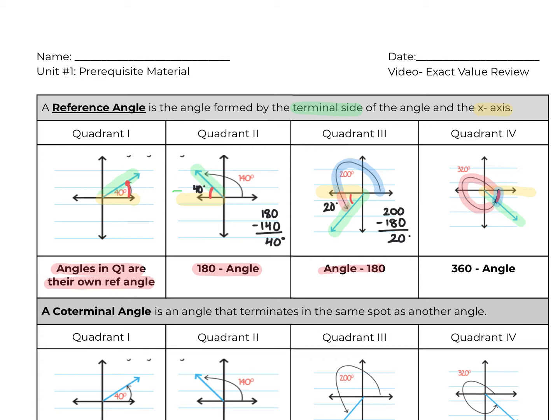So 320 plus 40 is 360. But what we could do is simply subtract from 360. So the angle in quadrant four is 360 minus the angle. So 360 minus 320 does in fact give you 40. So this was just a quick review as to where they come from, but theoretically all you need to know is how to use them, and here are the four rules.